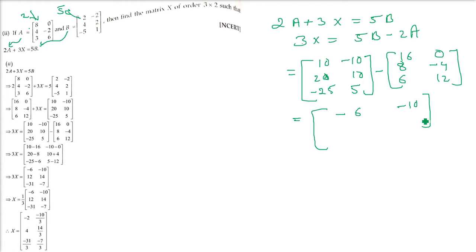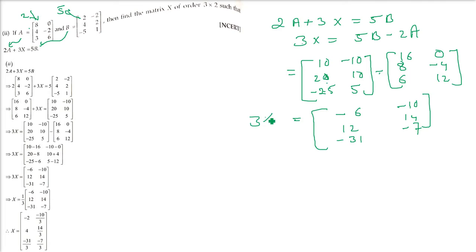value is on the left hand side. Sometimes it may not be. Let us see the case now. So we may get all the multiples of 3 on the right hand side, or may not. 20 minus 8 is 12, 10 minus or minus 4 is 14, minus 25 minus 6 is minus 31, 5 minus 12 is minus 7.